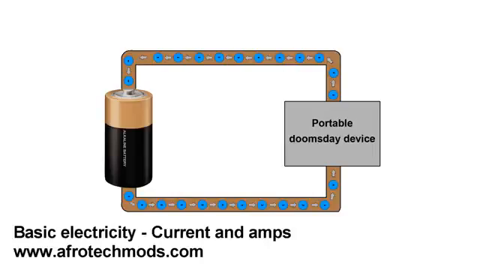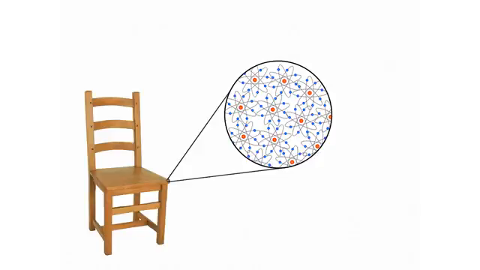This video series is going to be all about the basics of electricity, and I'm going to explain what amps, volts, ohms, and watts are. In this video, we're just going to start with amps. So you probably know that everything around you is made up of tiny particles called atoms.